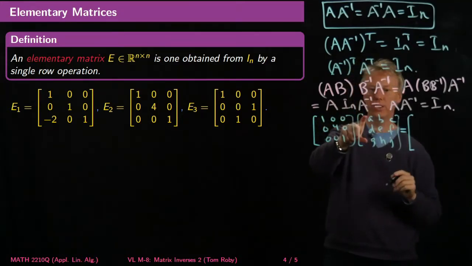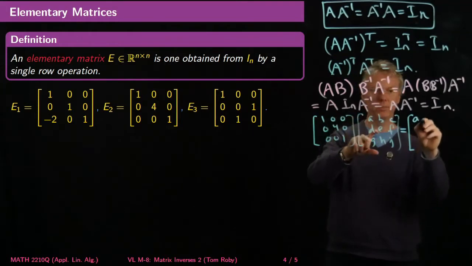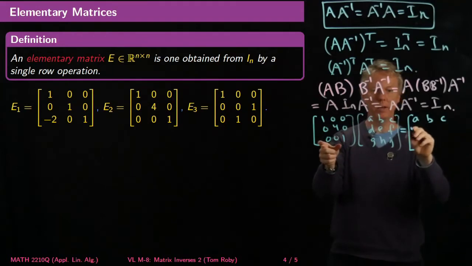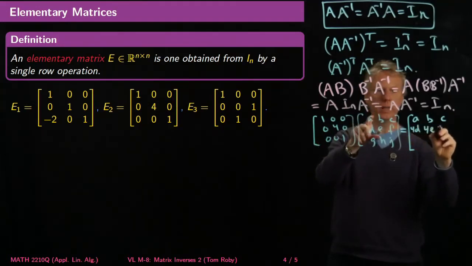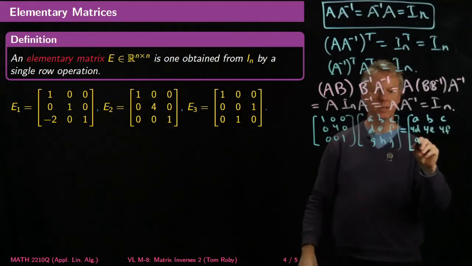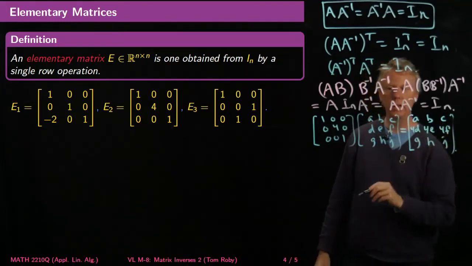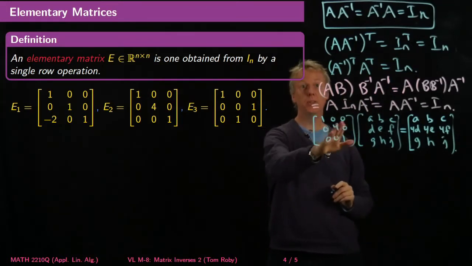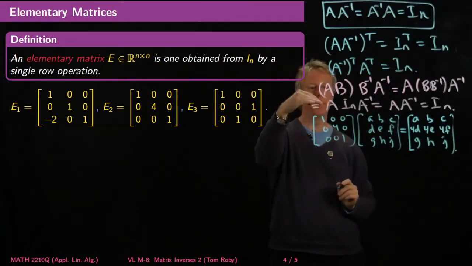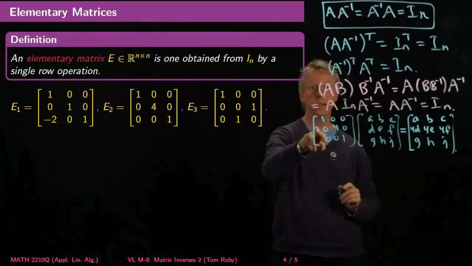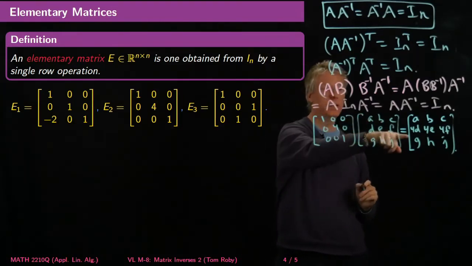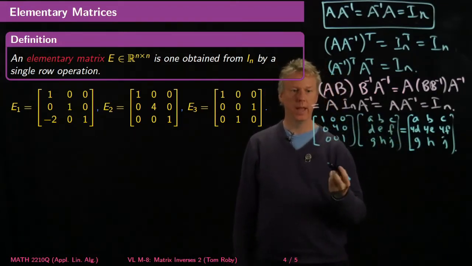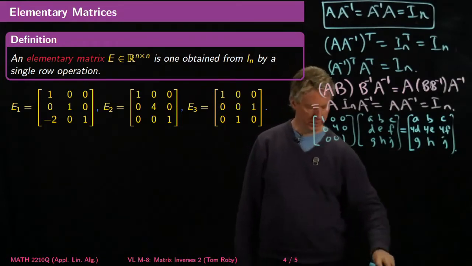So I get 1, 0, 0 times this just gives me A. 1, 0, 0 times this just gives me B. 1, 0, 0 times this just gives me C. 0, 4, 0, well, I'm going to get 4D, and then 4E, and then 4F, and then here I'm just going to get G, H, J. So this multiplying has to be on the left, not the right. It's not commutative. Multiplying by this elementary matrix did the same thing as the rescaling row operation, right? And I'll do one more of these just so that you can see it.